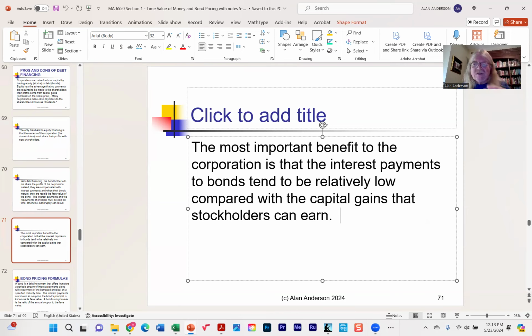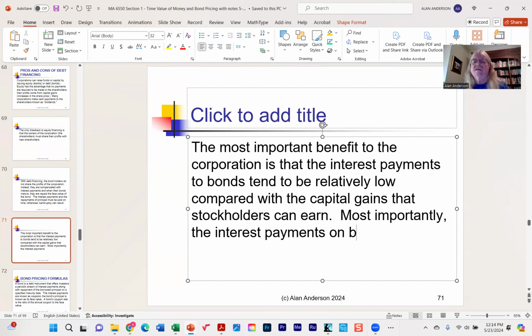And here's really the big plus from the corporation's perspective. Most importantly, the interest payments on bonds are tax deductible to the corporation.